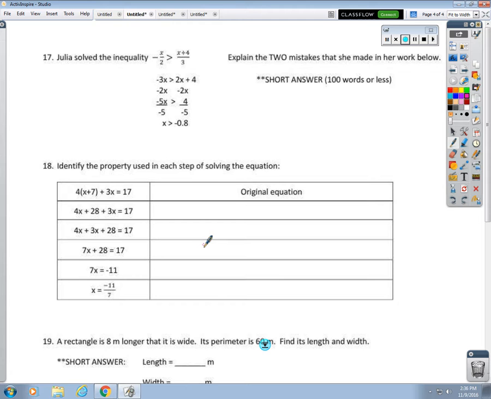Okay, Julia solved the inequality negative x over 2 is greater than x plus 4 over 3. Explain the two mistakes that she made in her work below. Okay, well, to get from here to here, she cross multiplied. Negative x times 3 is negative 3x. Okay, see how she did negative x times 3? But then when she went to do the 2 times the x plus 4, what should she have gotten? Right, and she forgot to distribute the 2 to the 4. She left it 4, so there's one mistake.